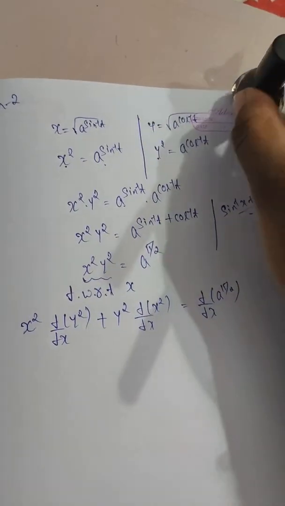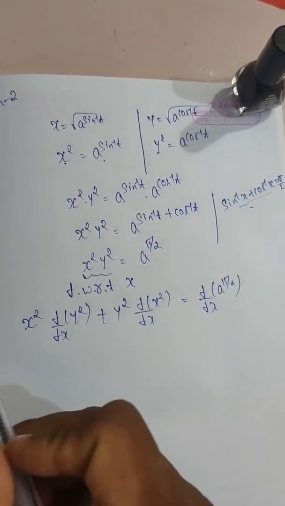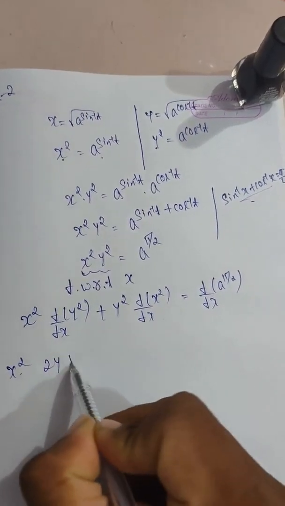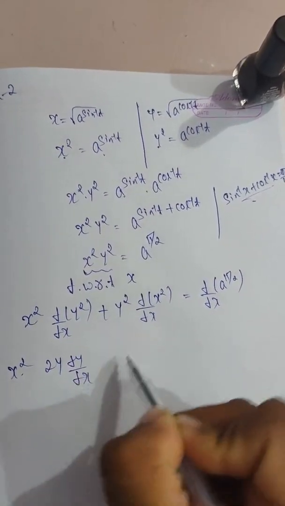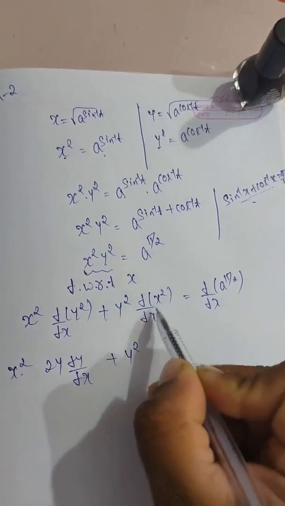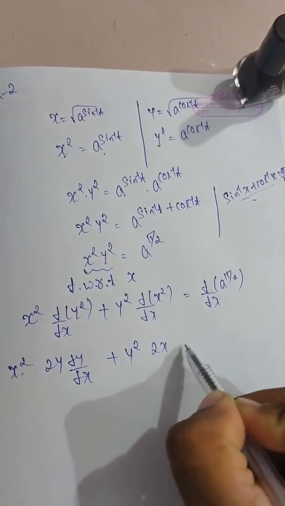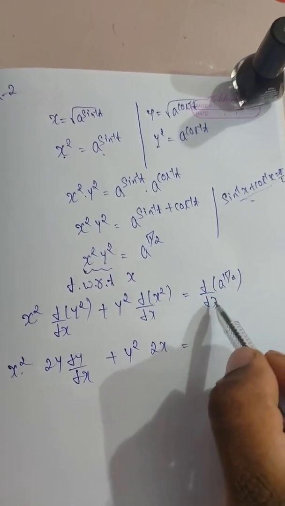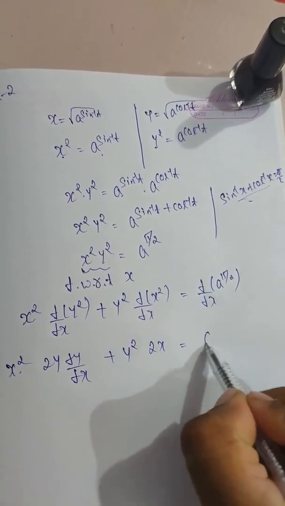Now here x square into, what is the differentiation of y square? 2y into dy by dx, plus y square. What is the differentiation of x square? 2x. The differentiation of a to the power of pi by 2 means the differentiation of a constant, and the differentiation of a constant is 0.